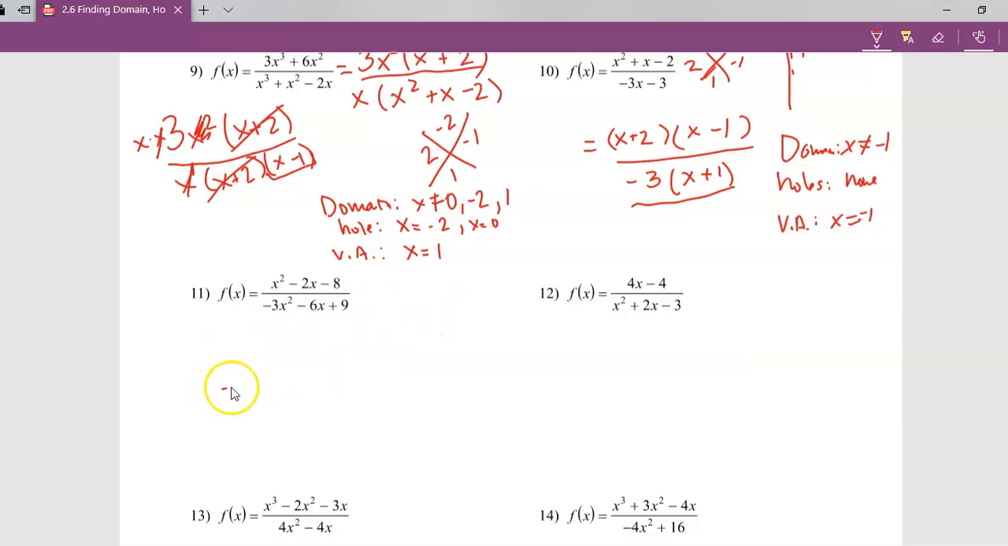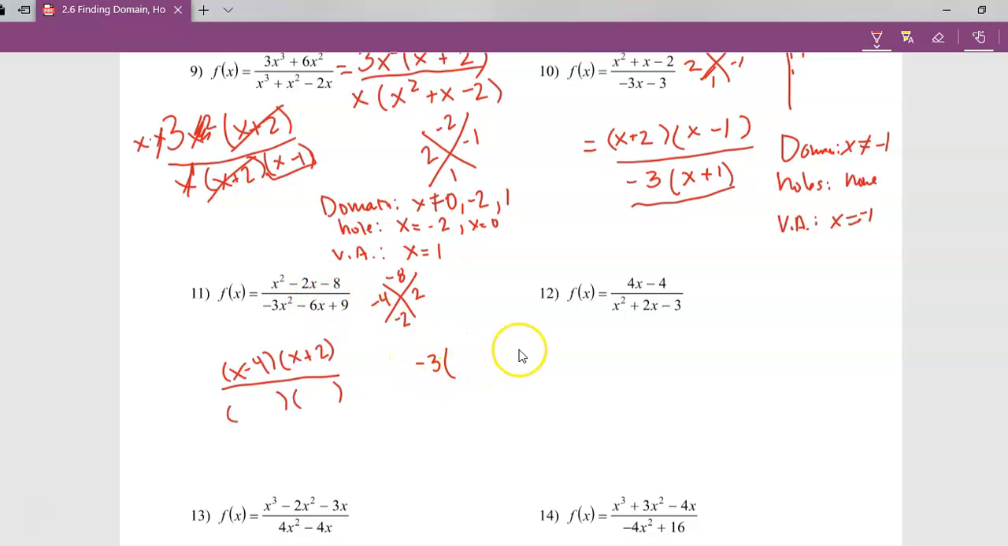We're going to use x factoring on both of them. So we'll have something like this. On the top here, I need two numbers that multiply to negative 8 and add to negative 2. So that would just be negative 4 and 2. So up here I have x minus 4 and x plus 2. On the bottom I have a common factor of negative 3.